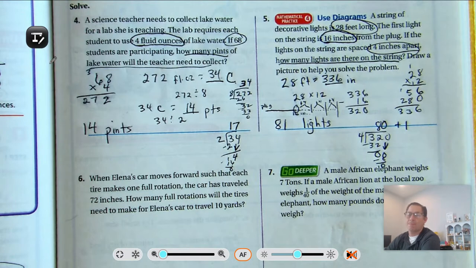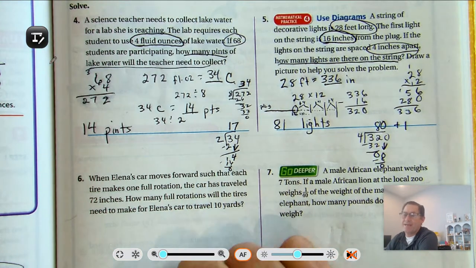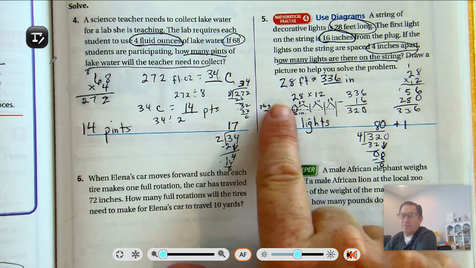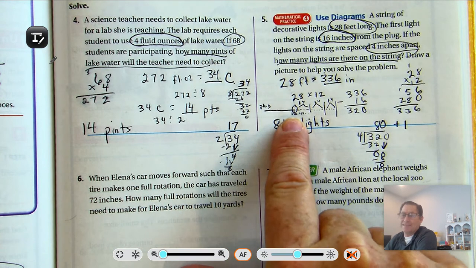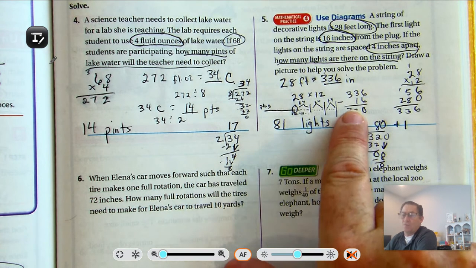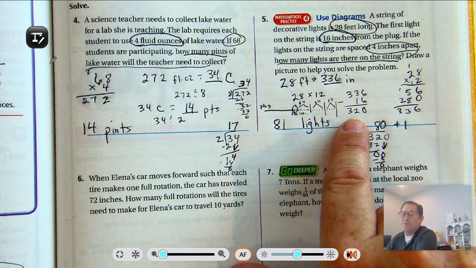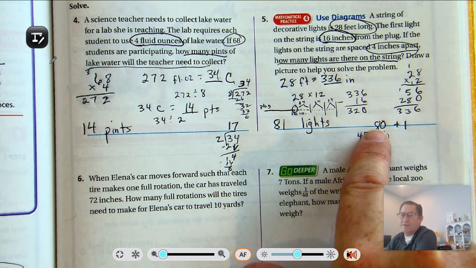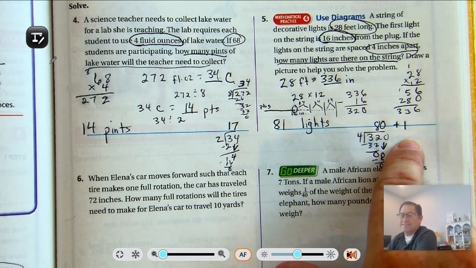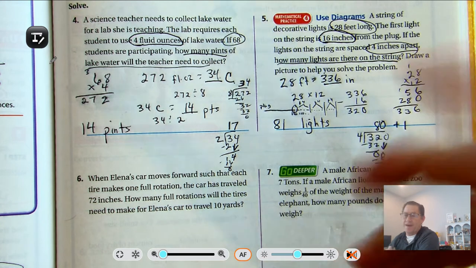lights. Okay, why isn't it just 80 lights? Because remember, the first light was 16 inches away. So at 16 inches, there's 1 light. There are 320 inches remaining. We're going to put a light every 4 inches of that 320. So that just in the 320, there would be 80, plus the one that's 16 inches away. So 81 lights.